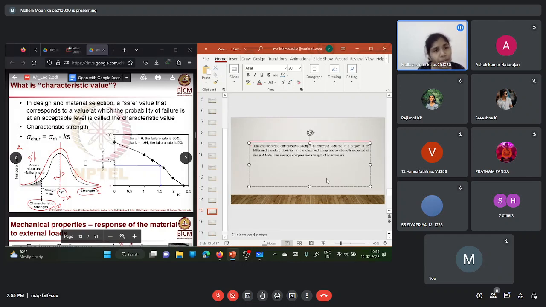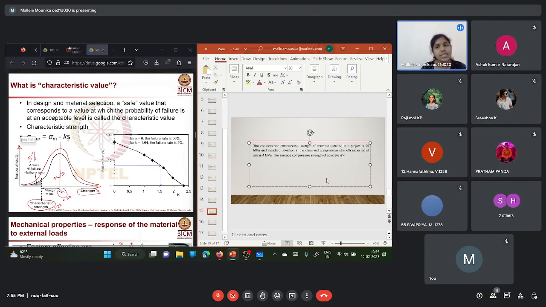Now, what do you have to find? Here the formula is characteristic strength is equal to mean strength minus 1.64 times the standard deviation. But here you have to find the mean value, the average compressive strength. What you have to find is the average compressive strength of concrete. But what do you have to do?